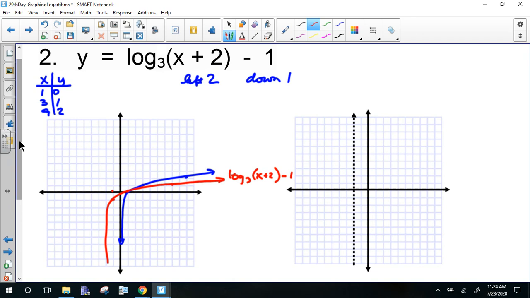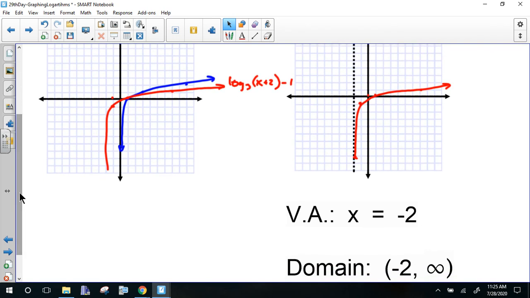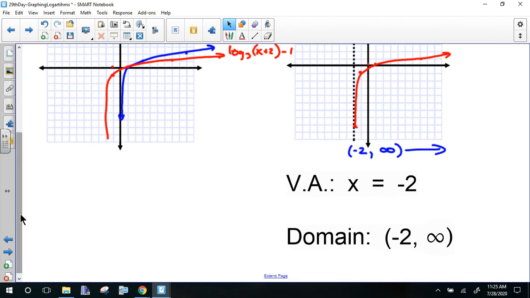Okay. So if I draw it on this one, it looks something like this. So this is my vertical asymptote at x equals -2, and my domain goes from -2, but I don't include it, all the way out to infinity.